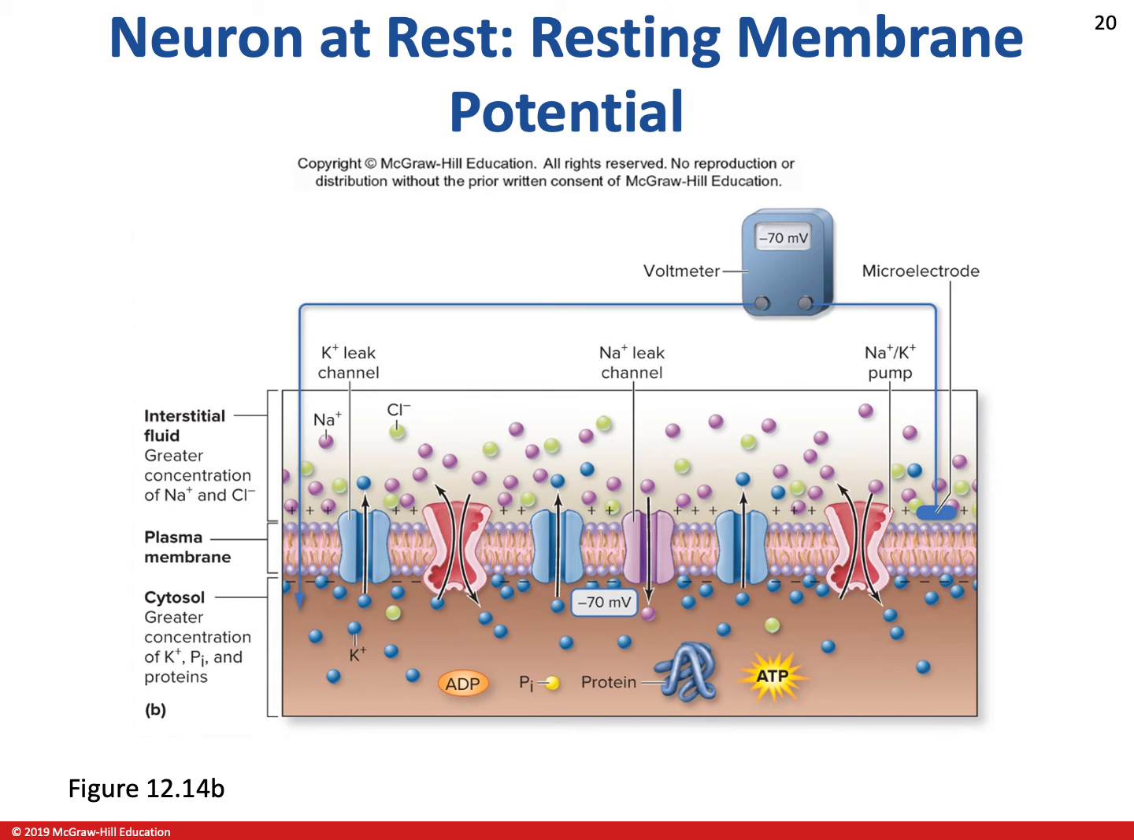Again, we have a plasma membrane of the neuron at rest during resting membrane potential. As you see in this picture, RMP, or resting membrane potential, is established and maintained by potassium leak channels, sodium leak channels, and the sodium-potassium pump. And you see that we have the microelectrodes inside and outside of the cell membrane. The difference between outside and inside is negative 70 millivolts, which is shown by our voltmeter.